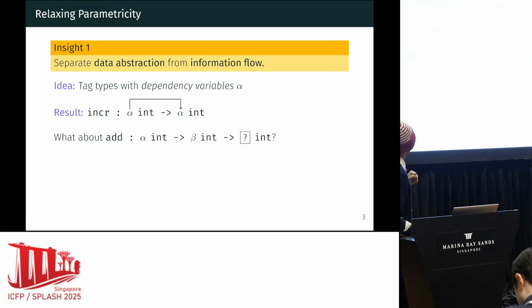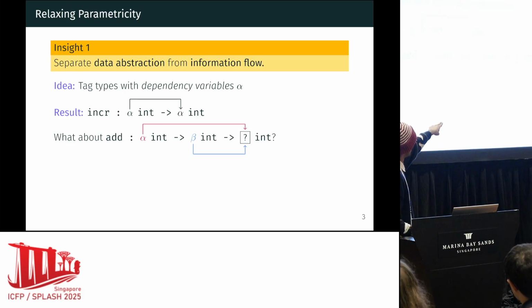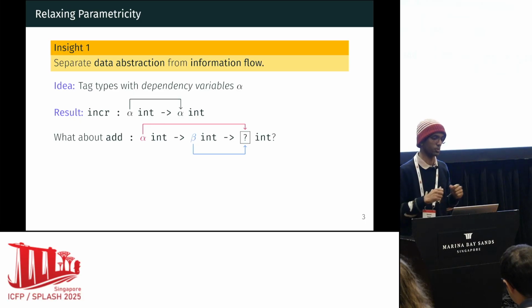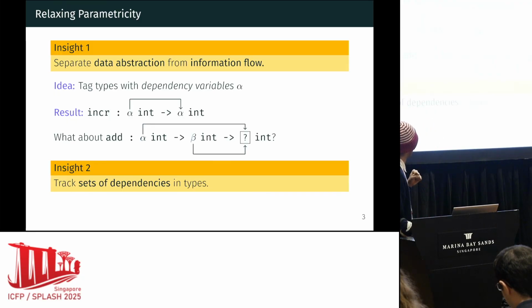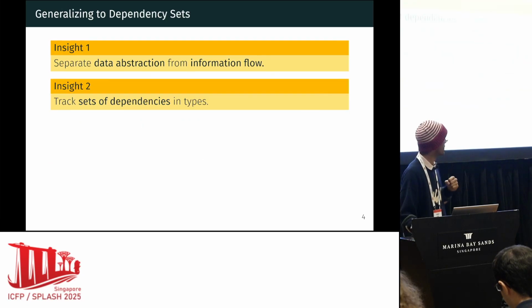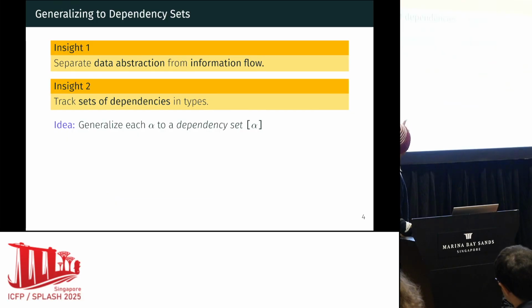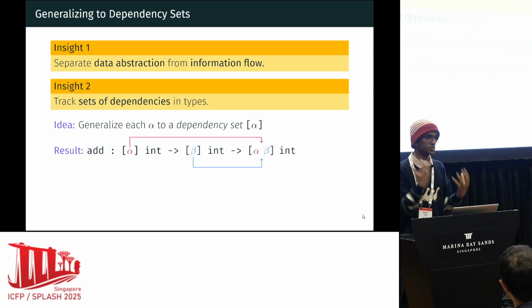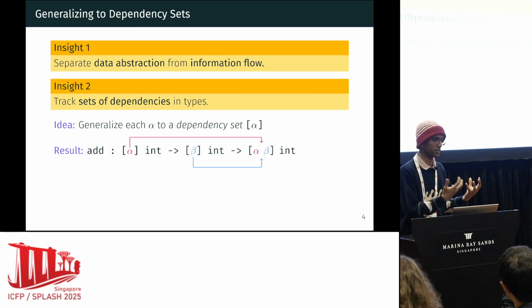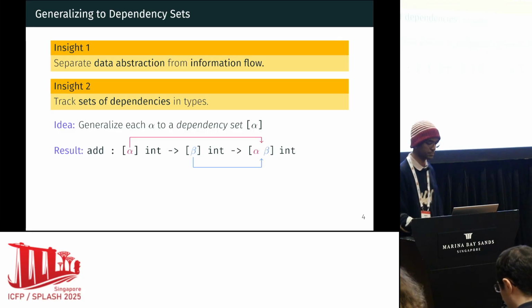What about something like the addition function on 2 integers, right? Here we have 2 separate dependencies flowing to the same return value, right? So how do we indicate the 2 dependencies on the return value there? And our second insight is to generalize from individual dependencies and types to sets of dependencies and types. Okay, so we're going to take each alpha and turn it into a dependency set alpha. And so we get this new signature for add that takes an alpha int to a beta int to an alpha-beta int, where the return value here says, this is an integer that depends on data from sources alpha and beta. So it depends on both of the arguments.